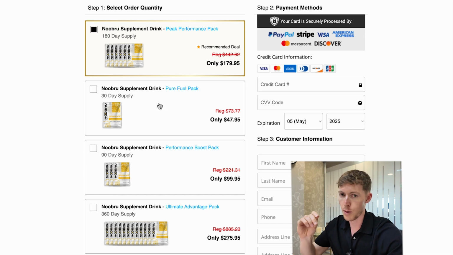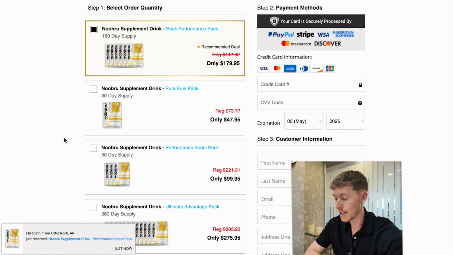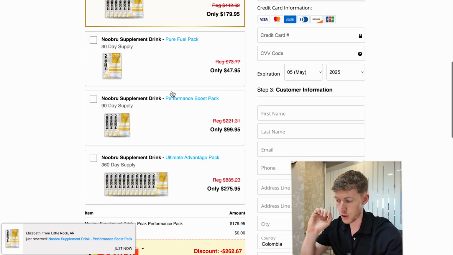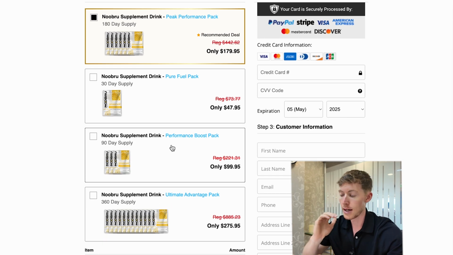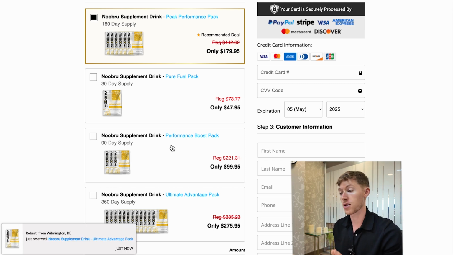Now, notice here how this 180-day supply is pre-selected and is a recommended deal. And this is a classic direct response strategy where we're pre-selecting the option that we want customers to choose. Now, the idea is that you don't pre-select the most expensive option, right? You have something called a magnetic middle. And that just means that you are pre-selecting the option that is not the cheapest, not the most expensive, but lies somewhere in the middle, and it is a reasonable offer for the customer to consider.